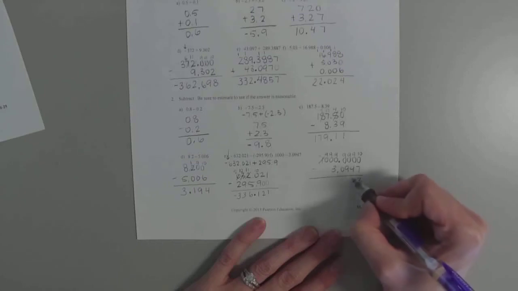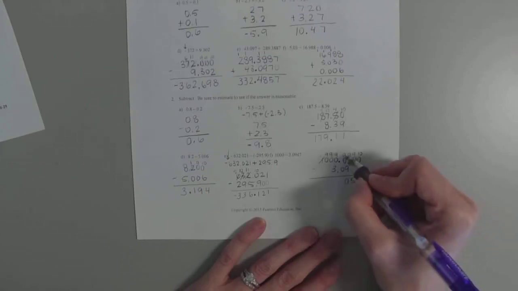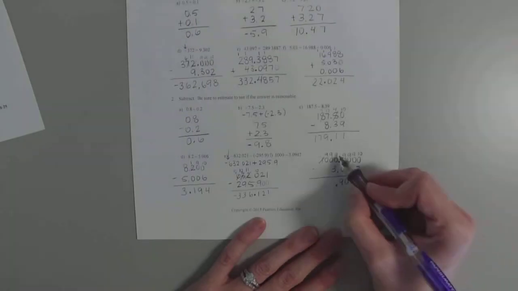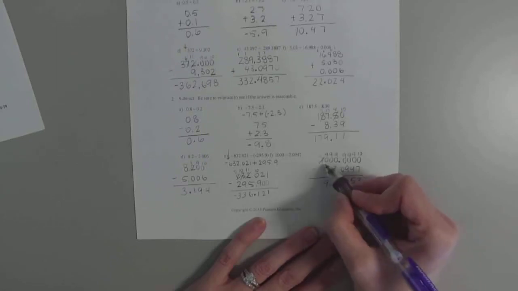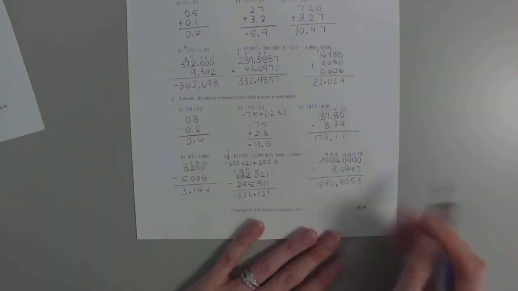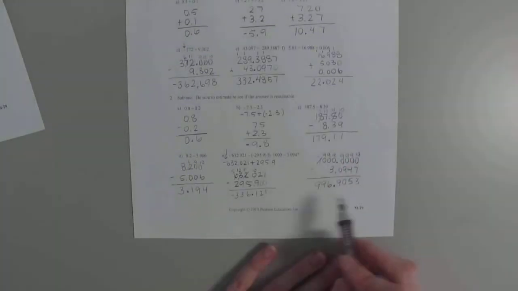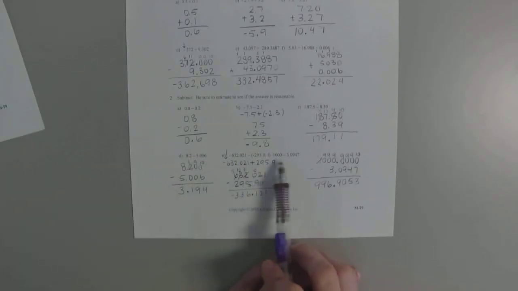So, and then that guy's just kind of gone. He went to a 0. All right, so we'll do 10 take away 7 is 3. 9 take away 4 is 5. 9 take away 9 is 0. 9 take away nothing's 9. Bring down your decimal. 9 take away 3 is 6. 9 take away nothing's 9. 9 take away nothing's 9. 996 and 9,053 10,000ths.